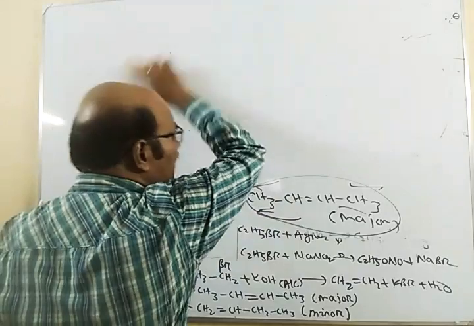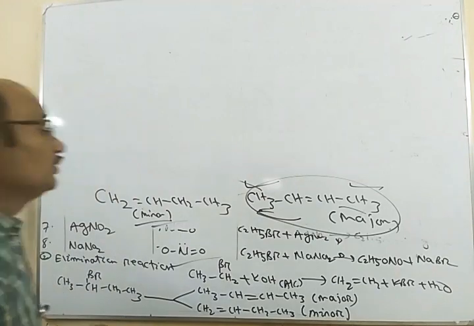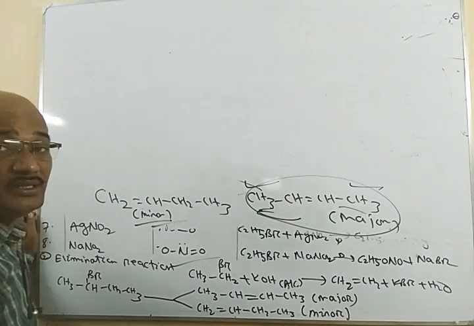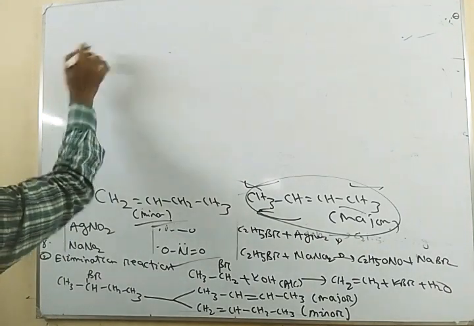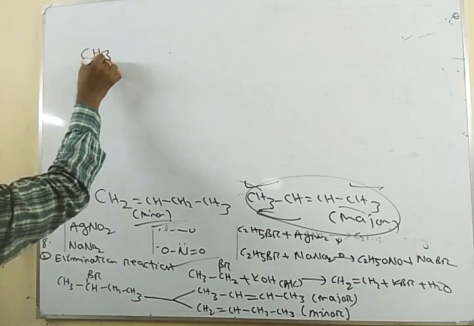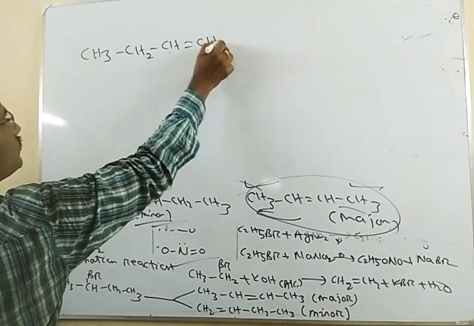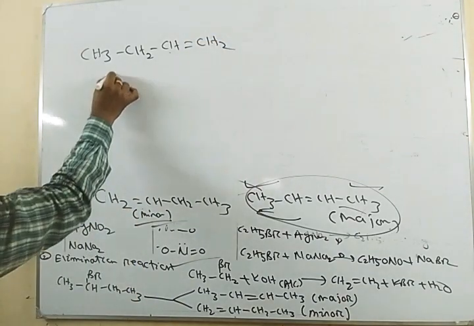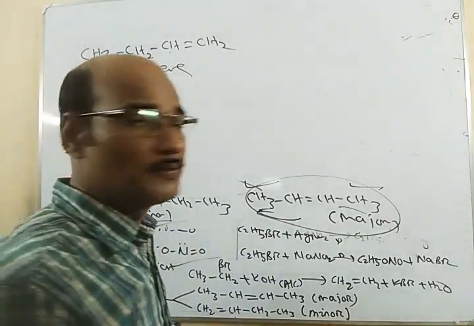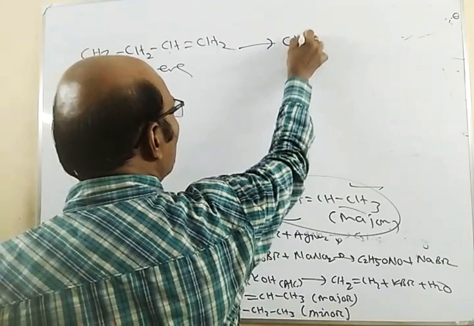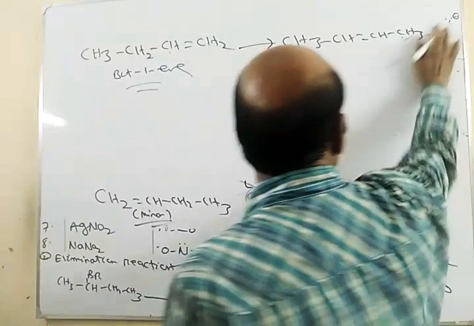So there will be questions: write the major product. Here we will say the major product will be as per the Saytzeff rule. Suppose I have CH3-CH2-CH=CH2. This is but-1-ene. Now you convert it into CH3-CH=CH-CH3, which is but-2-ene.